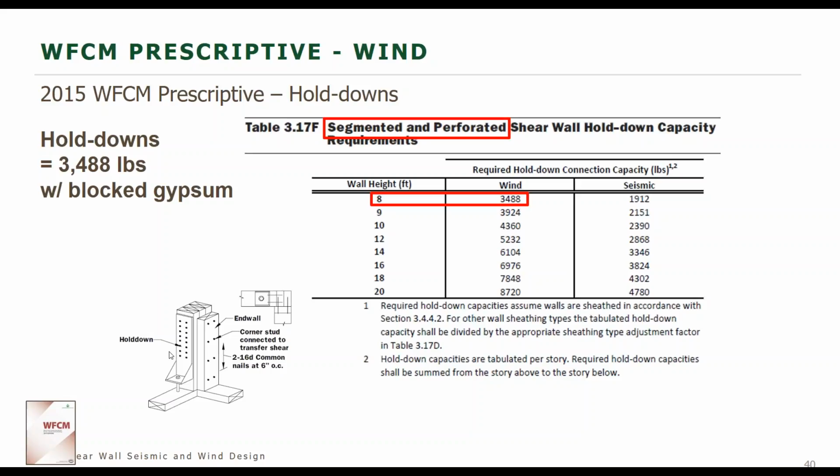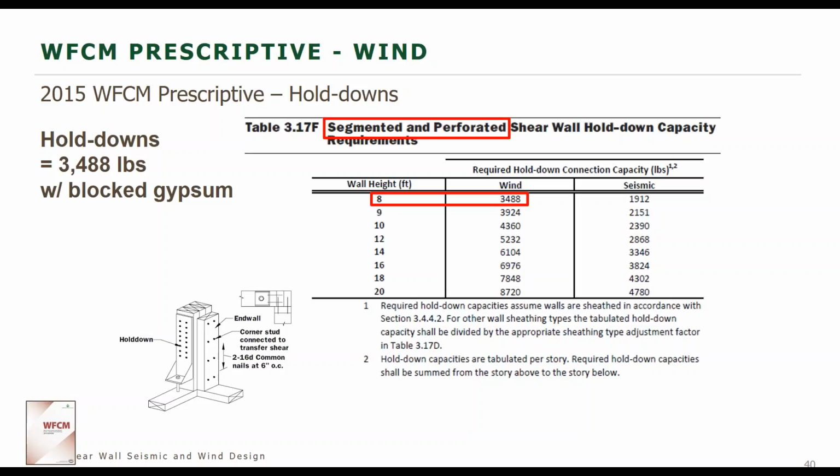Great. So you calculate both walls and take whichever one controls, and then you can use one hold down as long as you can get the shear around the corner. Excellent. Yes. Michelle, related to that, let's talk a little bit more about dead load assumptions for hold downs and what's permitted and what we assume in the wood frame construction manual.